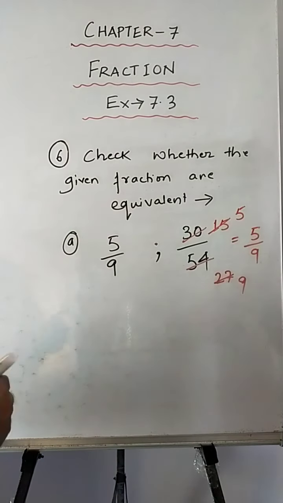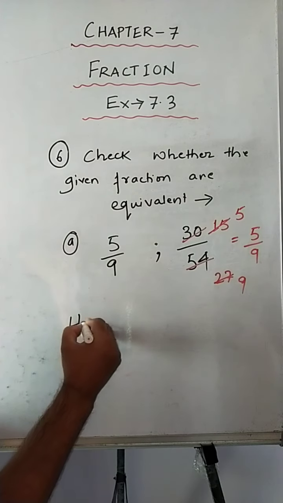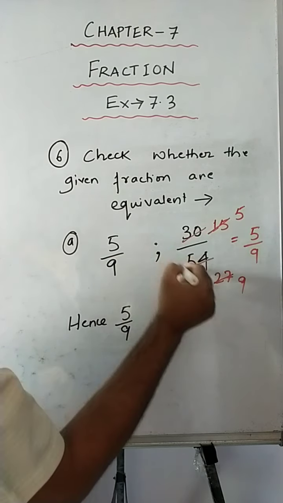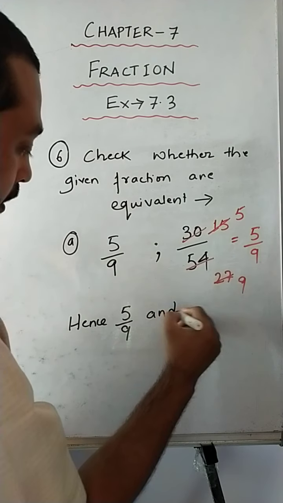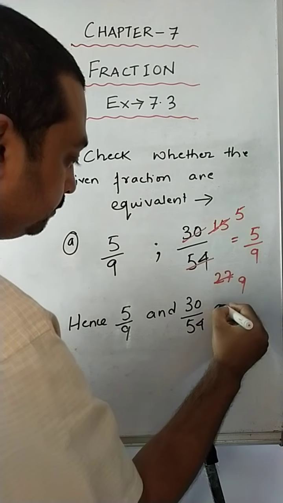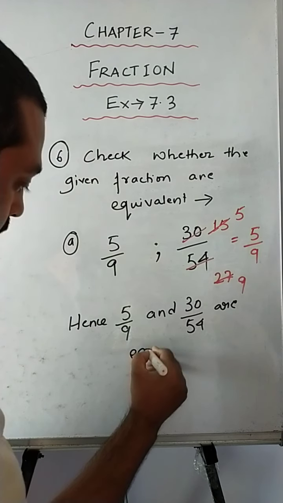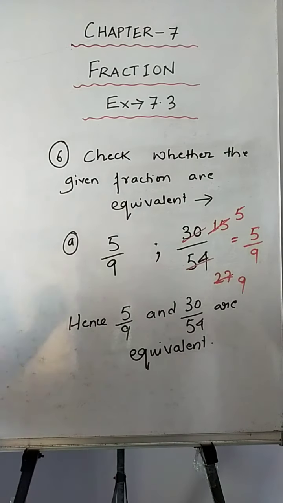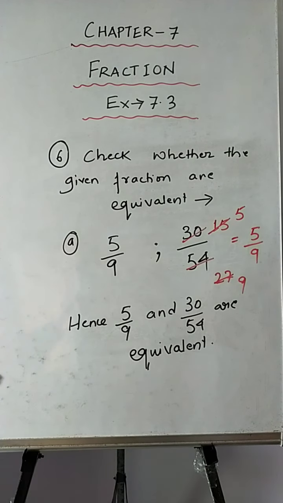So you will write what you have to write. Hence, 5 by 9 and 30 by 54 are equivalent. This is how you will conclude the sum. Okay. Now let's move on to sum number B.